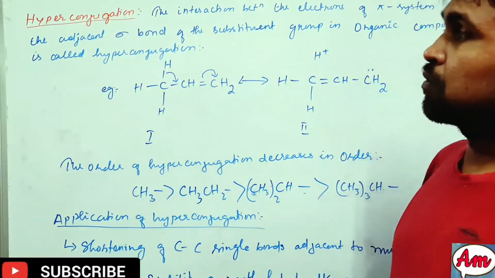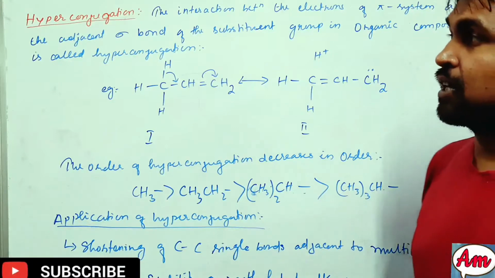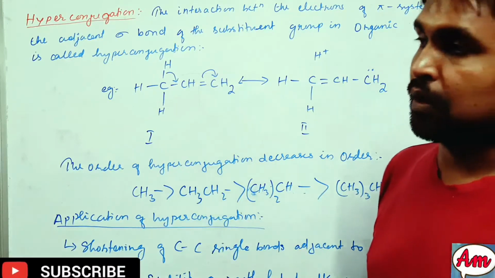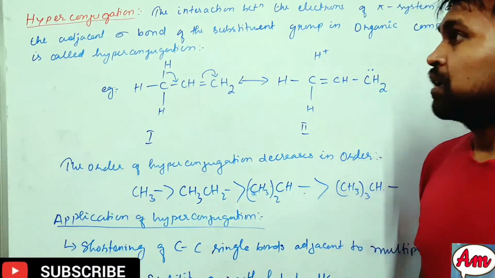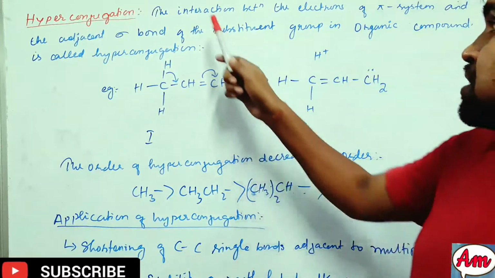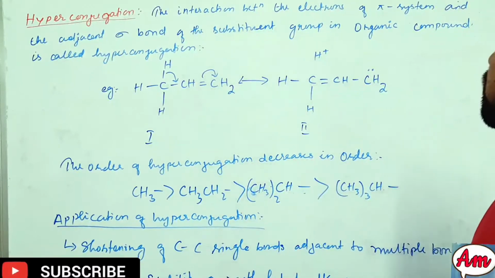Okay, so today we are going to discuss the next topic, that is hyperconjugation. We are going to discuss class 11 chemistry chapter number 12. Okay, so what is hyperconjugation? Let us start. Hyperconjugation is the interaction between the electrons of the pi system.